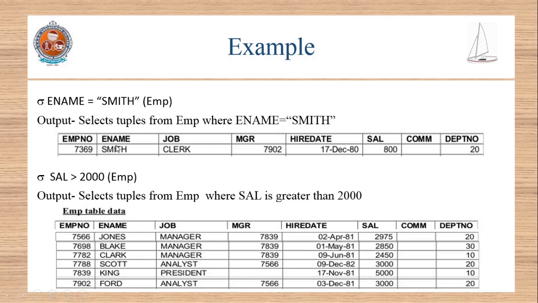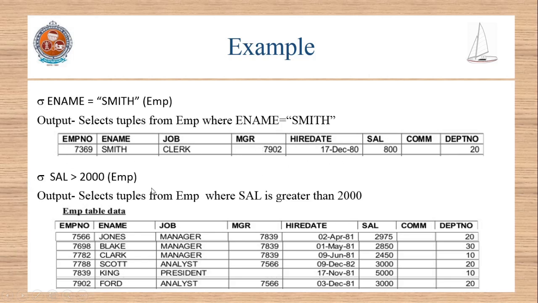So in our example, the EMP instance we have considered, there we are having only one tuple with the employee number 7369 having the ename being Smith. See here, all the attributes or all the values of that particular tuple are given in the output.